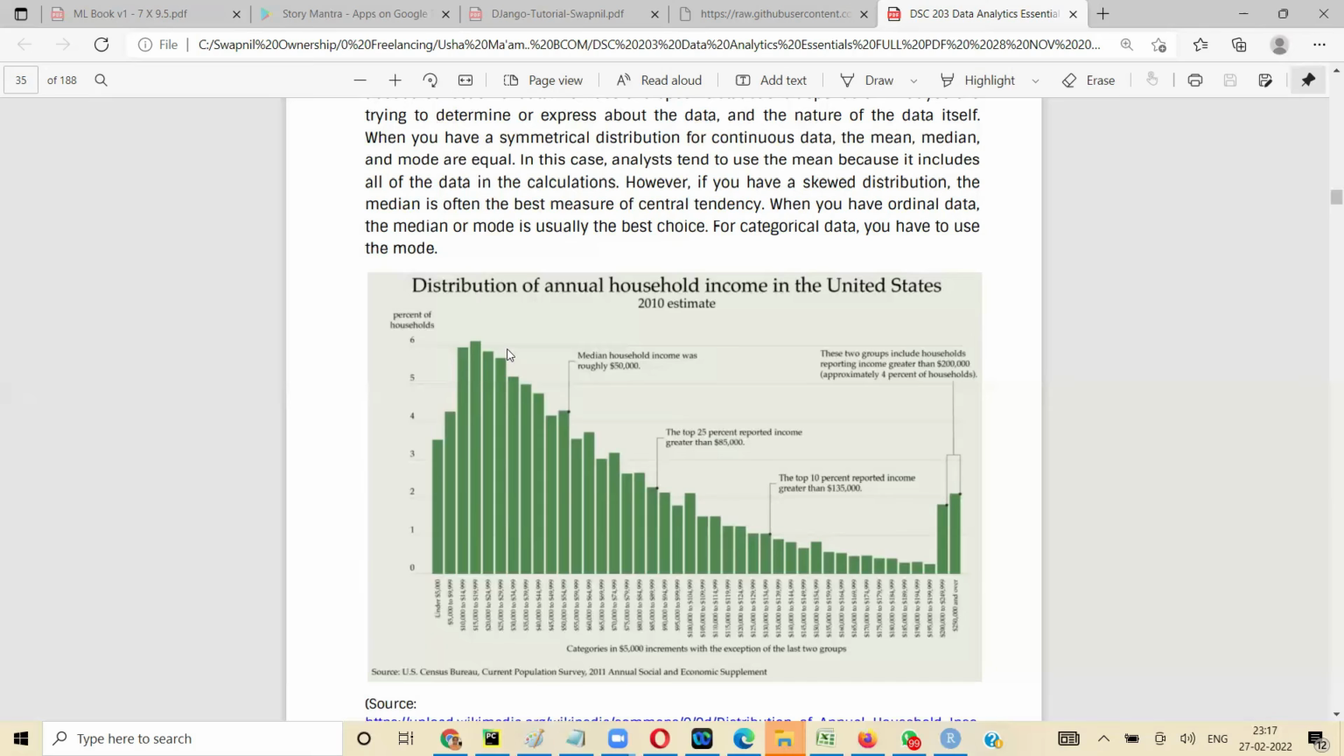Negatively skewed means the tail is going towards the left side, towards minus x. When you say positively skewed graph, your tail has to be going towards the positive x axis. So the graph that you see here is not non-skewed. It is skewed. It is a positively skewed graph.